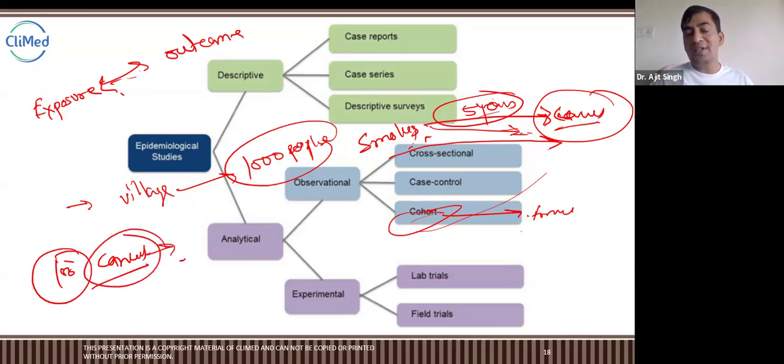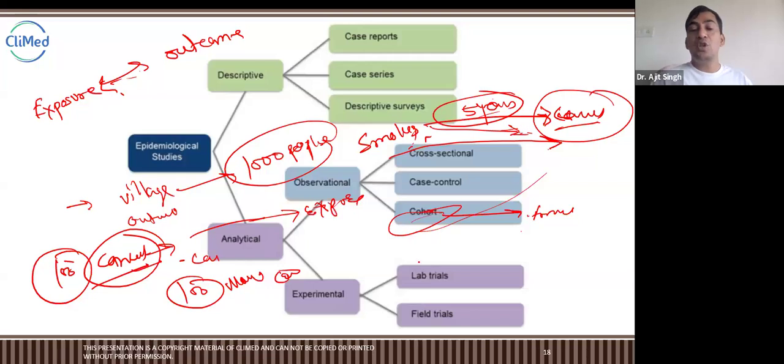don't know how the cancer has happened. So what we will be doing is we will have these 100 cancers, we will have these 100 non-cancer. These are our cases and controls. Now we will go back, which means we will go to the exposure. Right now we have the outcome with us and we are going to the exposure. We are going backward actually.